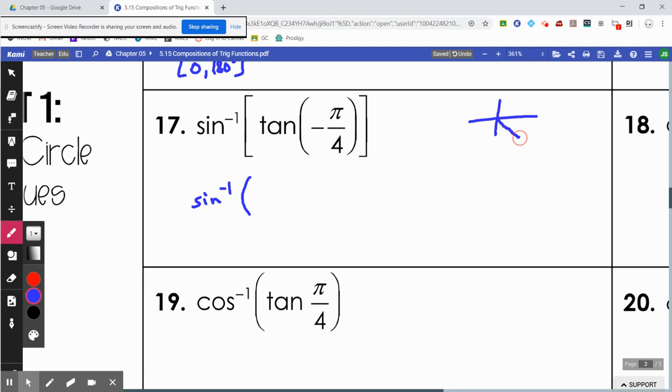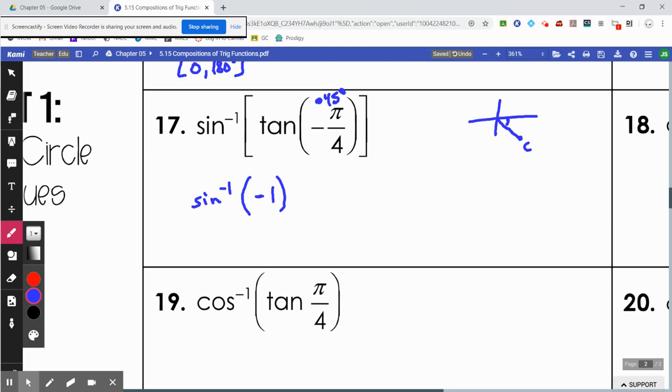Negative pi over 4, that's negative 45 degrees. That's down here. The tangent in the fourth quadrant, all students take calculus. The tangent is going to be a negative value. Now we can use our reference angle, which is a 45 degree angle. The tangent of 45 is 1. So we are looking for the inverse sine of negative 1.